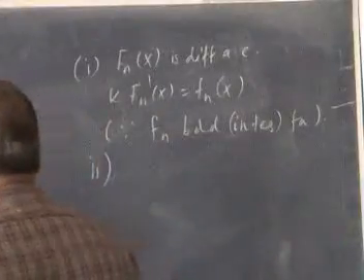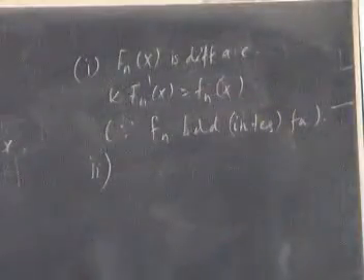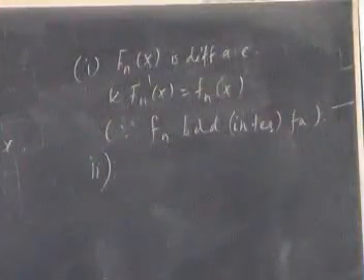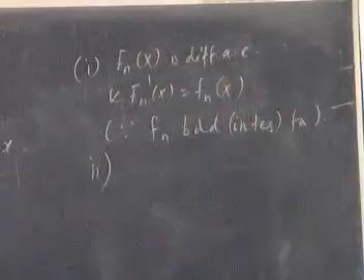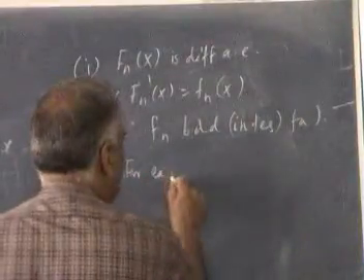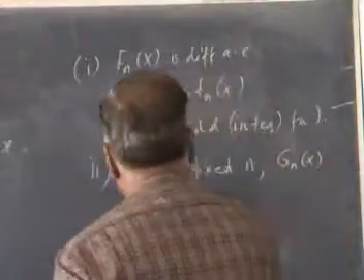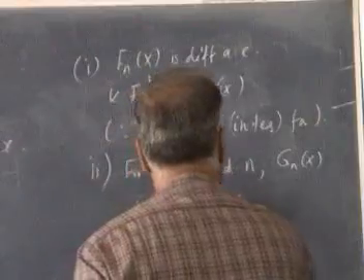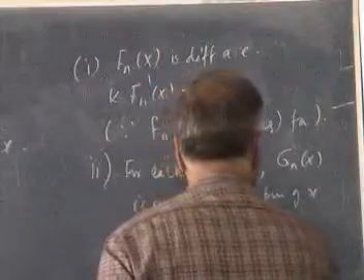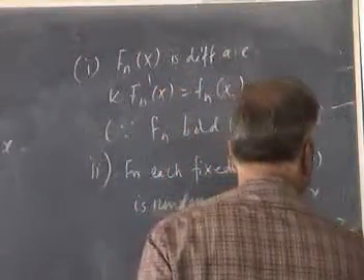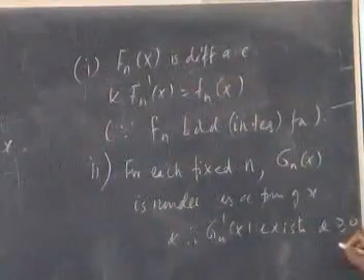Secondly, if you look at G_n(x), since f_n(x) increases to f(x), f(x) is always greater than or equal to f_n(x), so it's a non-negative quantity. As you increase x, you get more value. So as a function of x, it is a non-decreasing function. For each fixed n, G_n(x) is non-decreasing as a function of x, and therefore G_n prime exists and is non-negative. So whenever the derivative exists, there it is.